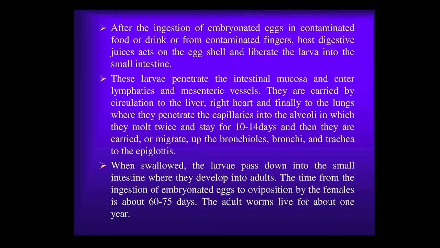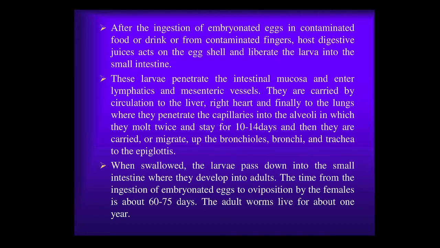The larva then penetrates the intestinal wall and starts entering the lymphatic vessels. The larva is carried by the portal circulation to the liver, where it lives for about 3 to 4 days. Then they are carried to the right heart and then to the lungs. In the lung alveoli, the larva's size increases, that is, its length increases, and it molts twice and becomes a 4th stage larva.